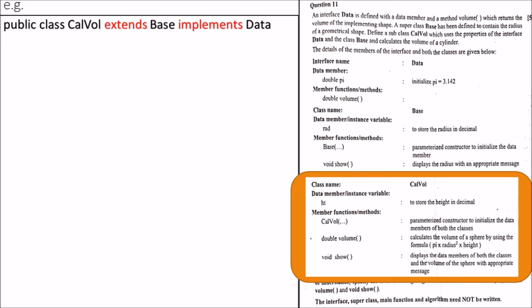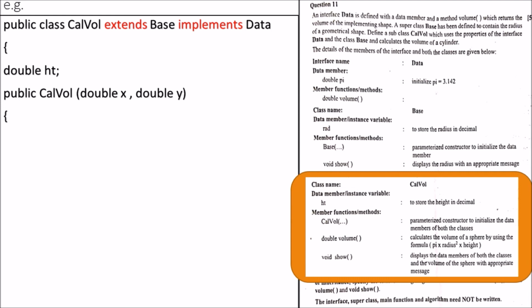So we have to write like this, public class calvol. First we write extends base, followed by implements data. Then this class has one instance variable ht to store the height in decimal. Then the parameterized constructor. We all know that when the derived class defines its parameterized constructor, and if the base class also has a parameterized constructor, then it must invoke that constructor of the base class also.